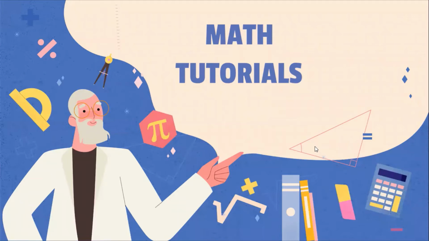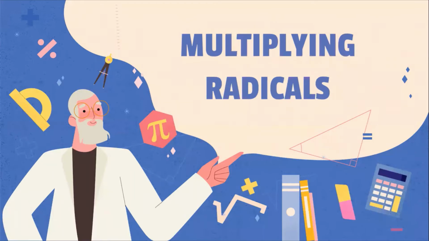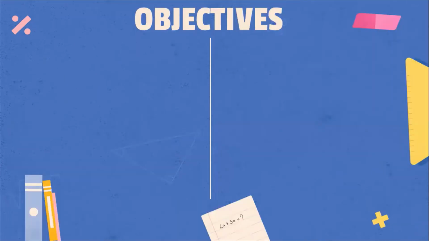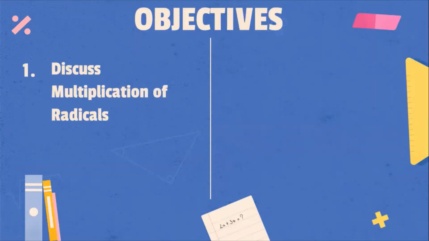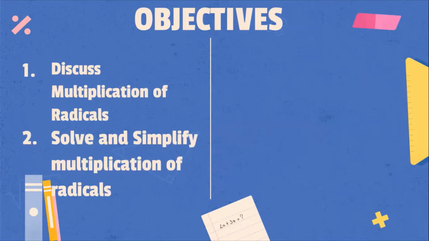For today, we are going to discuss multiplying radicals. What are the objectives of this lesson? Number one, discuss multiplication of radicals. Number two, solve and simplify multiplication of radicals.